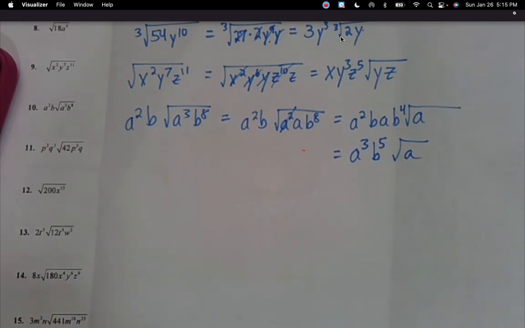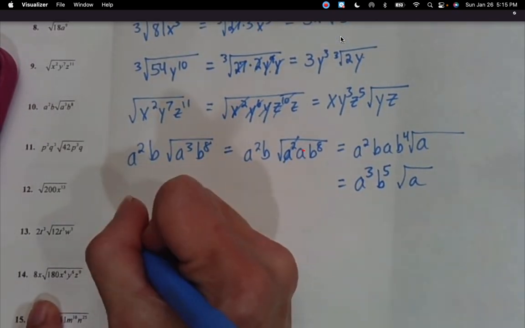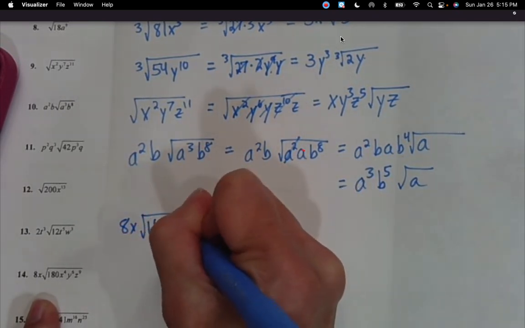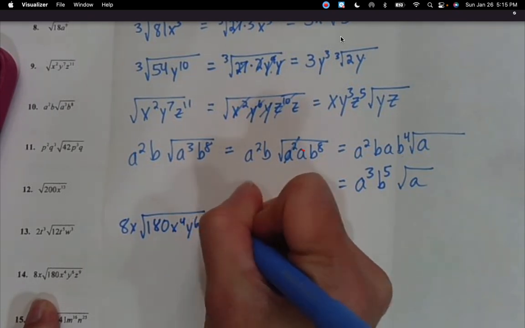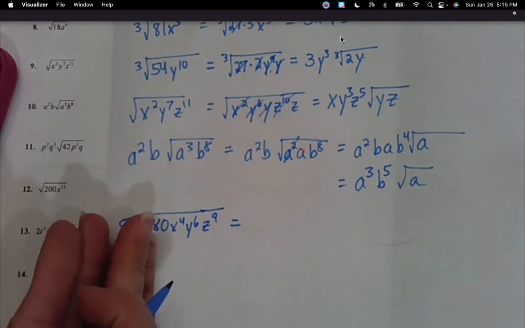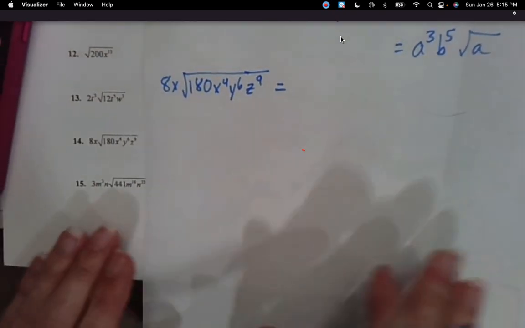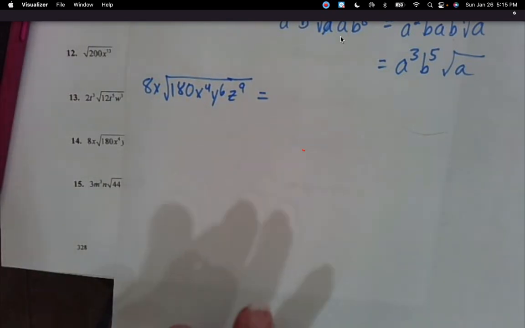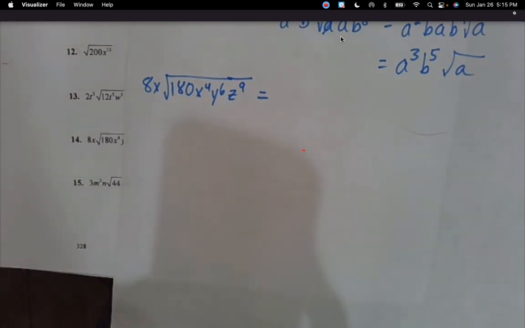Okay, let's do some more. How about I do number 14? That one looks kind of confusing. So I've got 8x square root of 180 x to the 4th, y to the 6th, z to the 9th. Okay, so the first thing I know is, this is a square root. There's an understood 2 there. So I'm going to divide all these by 2. I need to change my z. Now, the 180, to me, that's going to be the hard part. So I'm going to have to figure out what is the perfect square that goes into 180.